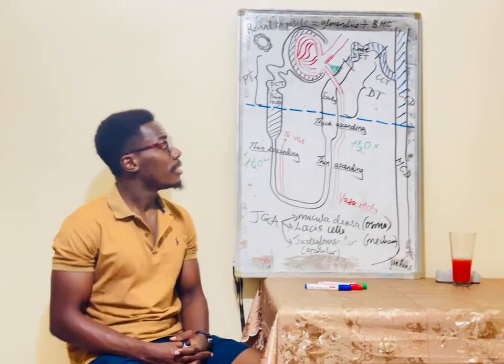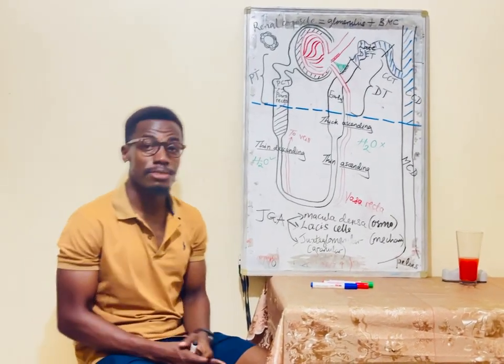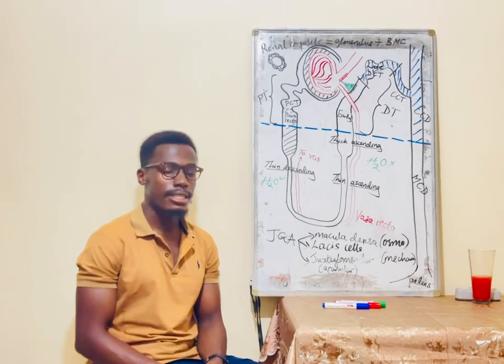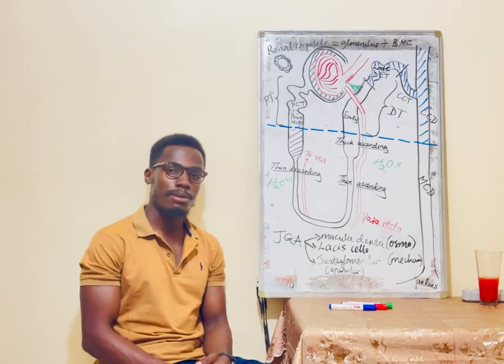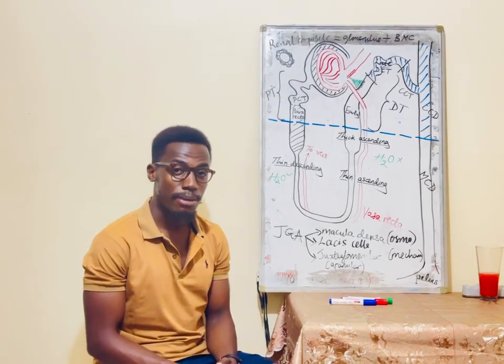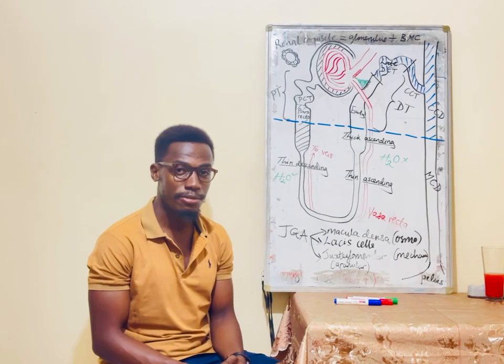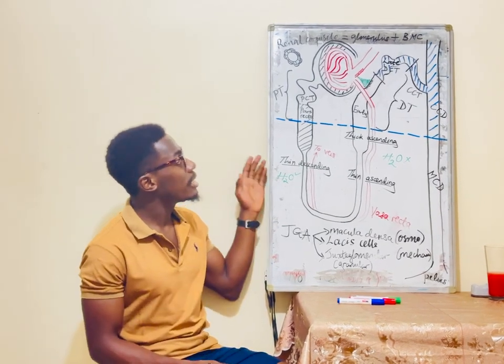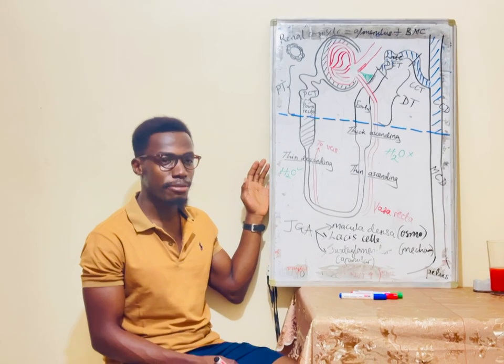So this here is an illustration of a nephron, and there are two types of nephrons. We have cortical nephrons and we have juxta-medullary nephrons. So what is illustrated here is a juxta-medullary nephron.